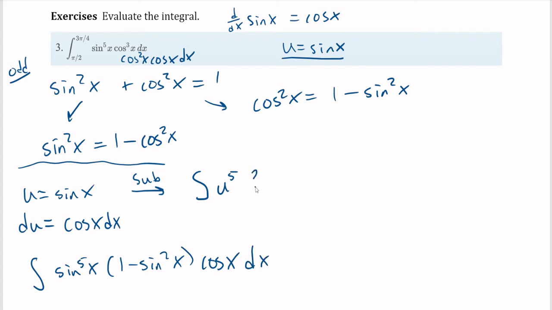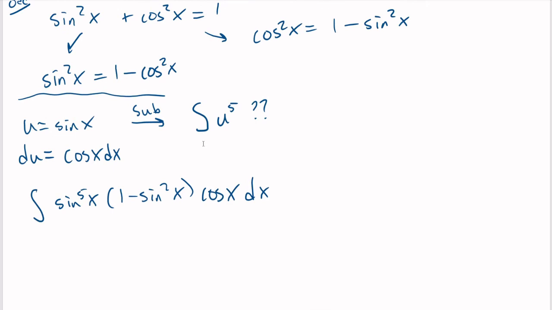All right, so before we were like, uh-oh, what do we do? But now, let's retry this substitution. Let's retry. Integral u to the 5th, 1 minus u squared, and then cos x dx becomes du. Well, would you look at that?